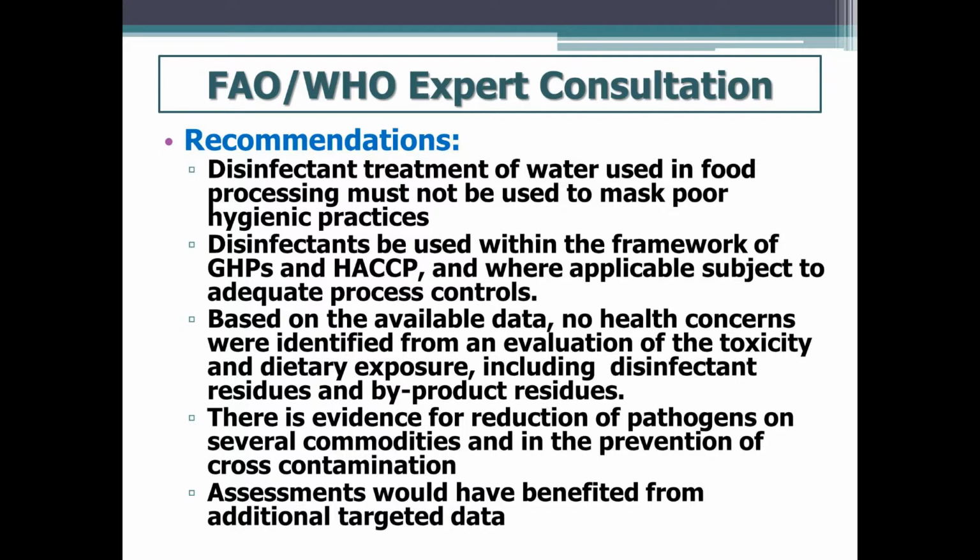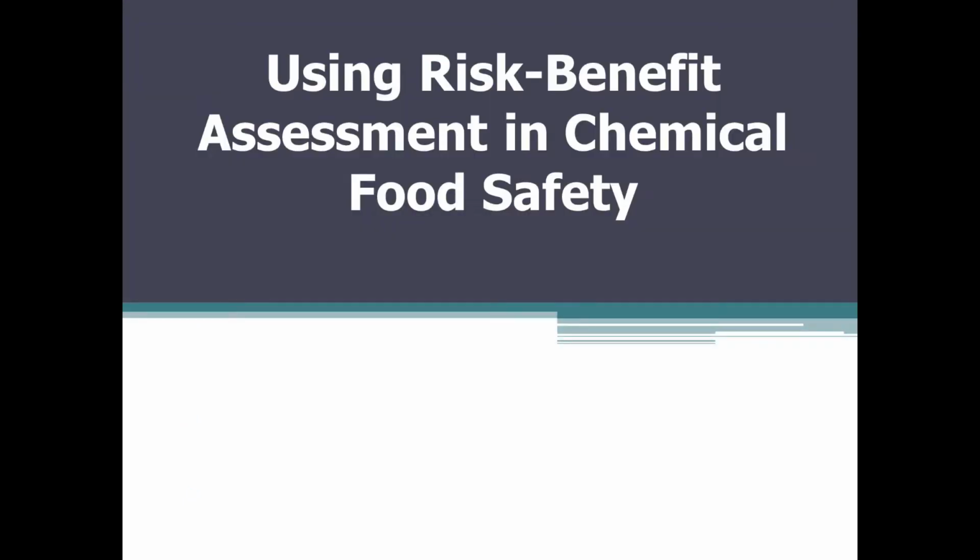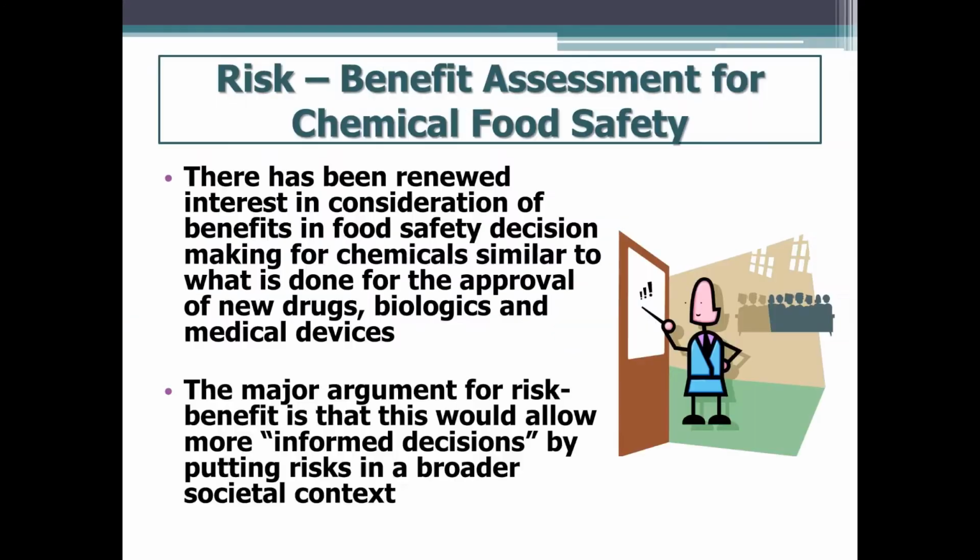So that moves me on to using risk-benefit assessments in chemical food safety. And there's certainly, particularly among a lot of the people in this audience, been renewed interest in being able to consider benefits in chemical food safety issues, similar to what is done with drugs, medical devices, biologics, etc. The major argument, of course, for pushing this is that you get a much more informed decision if you look at the entire societal impact of a question that you're dealing with. And I might note, this is not new.